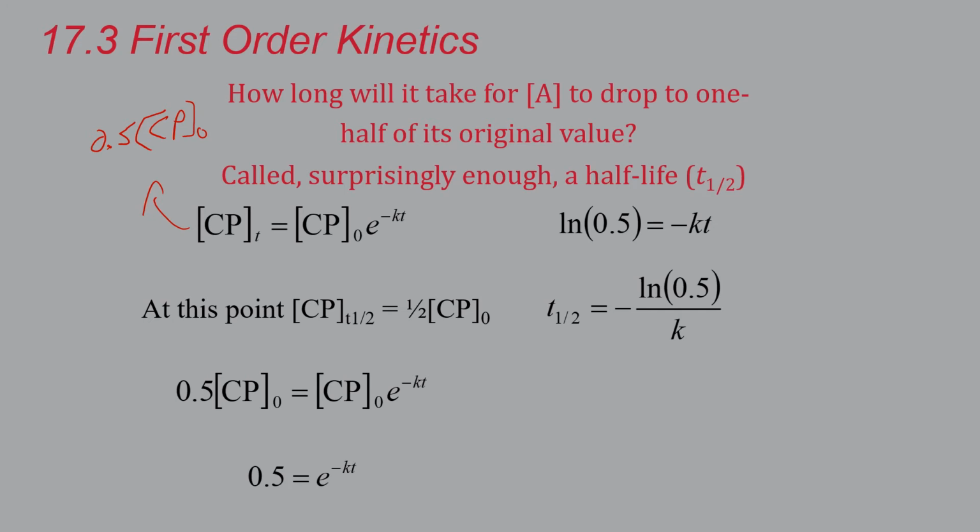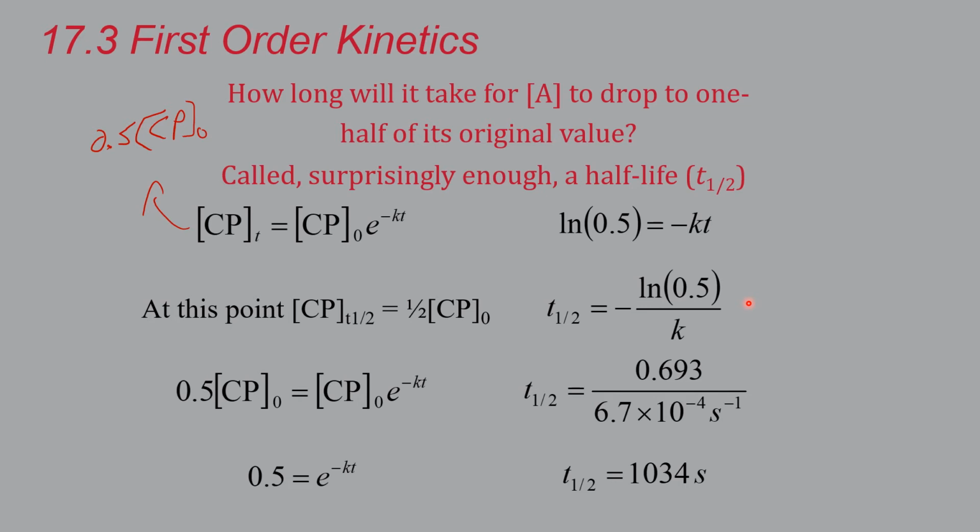Now, the natural log of 0.5 is a number, it's a constant, and so is k, and so that means that it's going to be equal to, in this case, the natural log of 0.5 is equal to negative 0.693, so that's why this negative sign went away. 0.693 divided by the rate constant gives us a total of 1,034 seconds. Now, think about what that means.